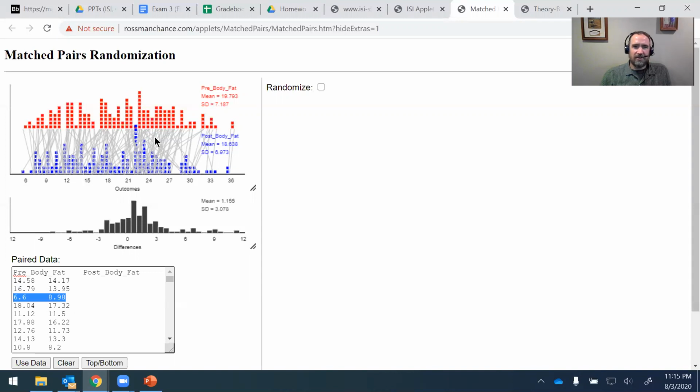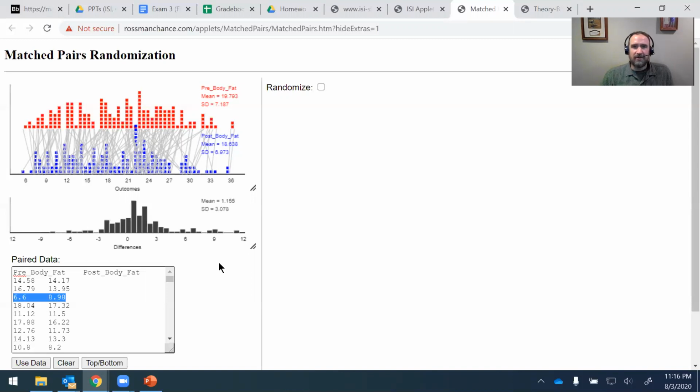The graph here, all these lines are a little bit crazy because it's a pretty big graph, but we can see the distribution of pre-body fat here and post-body fat here in blue. But this is the distribution we end up wanting to pay attention to: the differences from each pair of data. So if I did 14.58 minus 14.17, I'd get a small positive number, and that shows up on the graph over in here, right? If I did 6.6 minus 8.98, I'd get a negative number, and that shows up on the graph over here. It's these differences that we end up analyzing and doing our inference with.